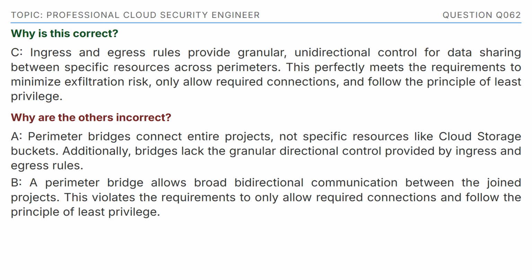A. Perimeter bridges connect entire projects, not specific resources like cloud storage buckets. Additionally, bridges lack the granular directional control provided by ingress and egress rules. B. A perimeter bridge allows broad bidirectional communication between the joined projects. This violates the requirements to only allow required connections and follow the principle of least privilege.